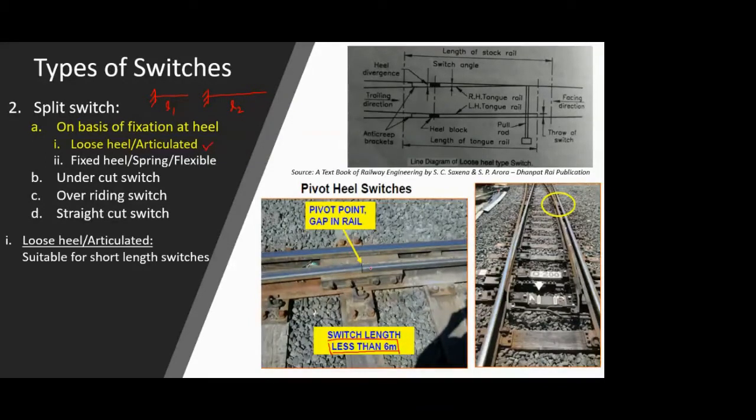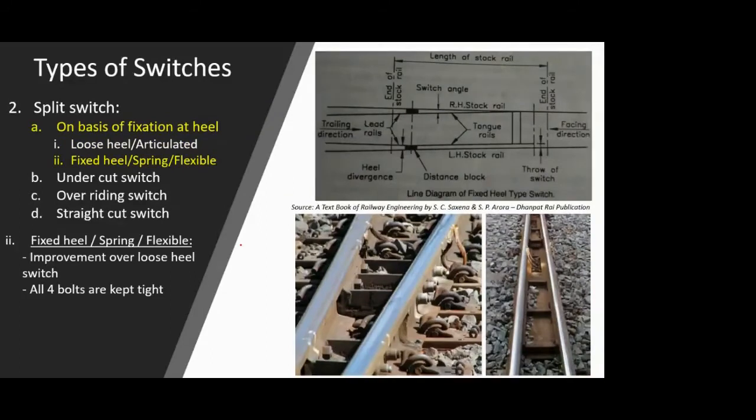So this is that, and you can see you have a gap in the rails. That gap is provided because these two bolts are fixed and these two bolts are loose, to facilitate the movement. And this is the heel block that you can see very clearly in this picture. So this is the loose heel or articulated switch. The second type that we have is the fixed heel or spring or flexible.